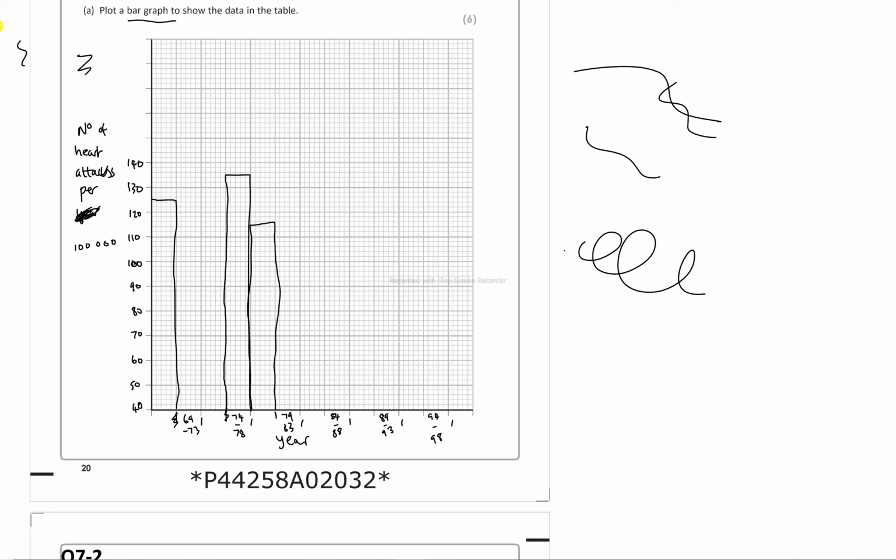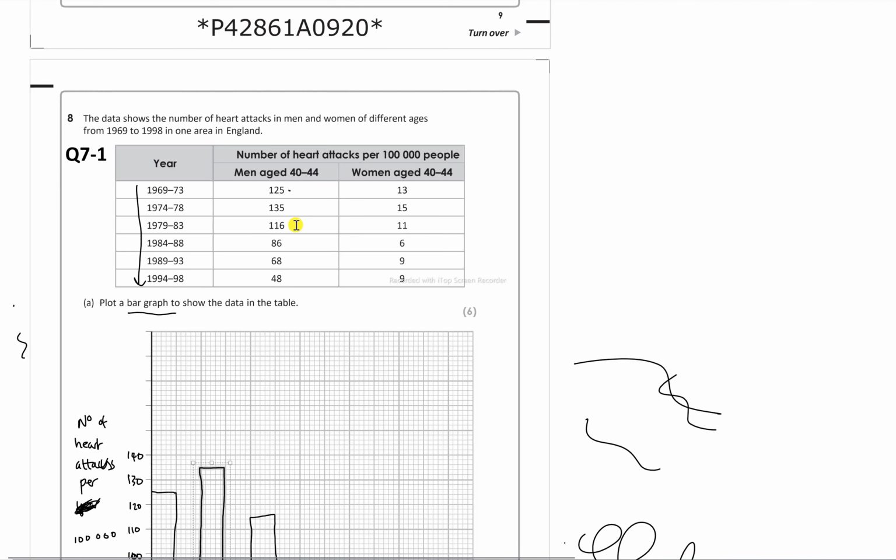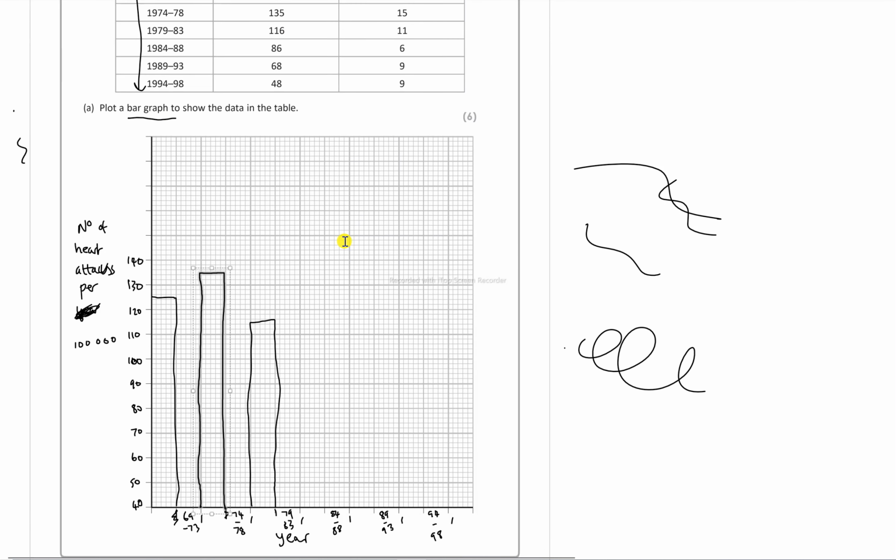What I need to do, if I can, right? Can I? No, can't. Can I? Right. What happened if I grab this? Good. So I've drawn that in the wrong place because it's men and women. It's a double bar graph, because they've actually asked for a bar graph, not a polygon.